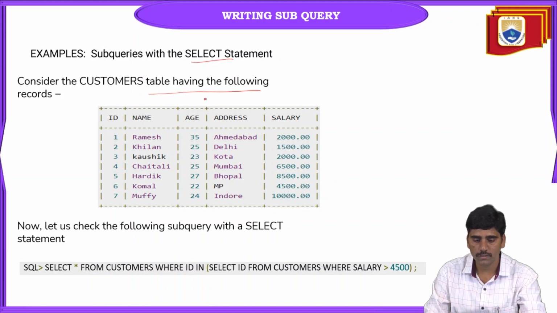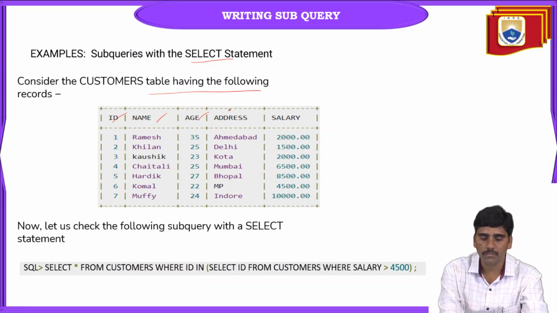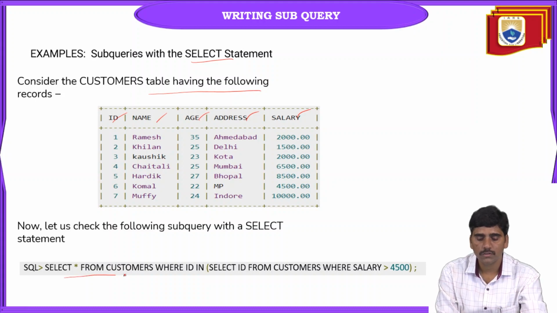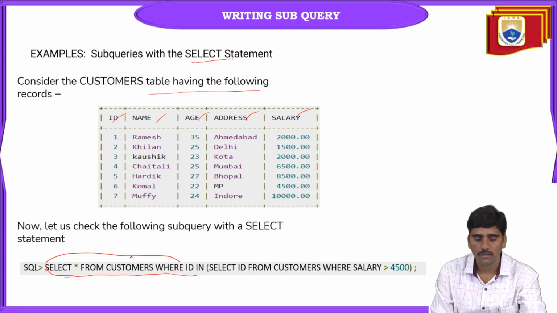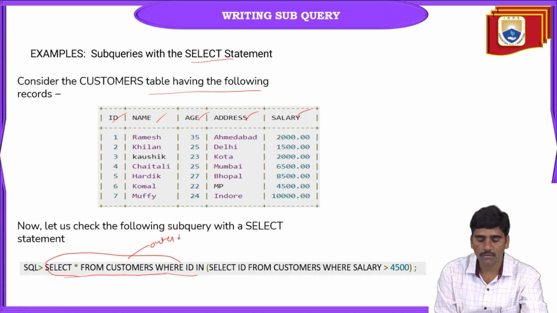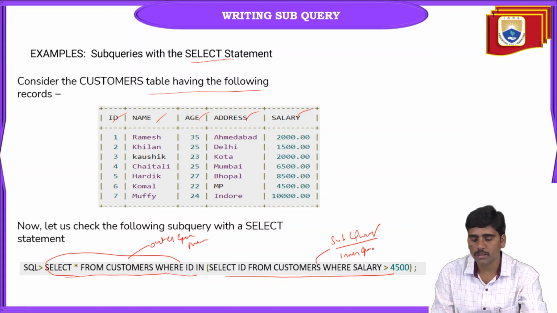So the example here is subqueries with the select statement. Consider the customer table having the following records: ID, name, age, address, salary. We can write the query select star from customers where ID. So this is the outer query or main query, and this is acting as a subquery or inner query.